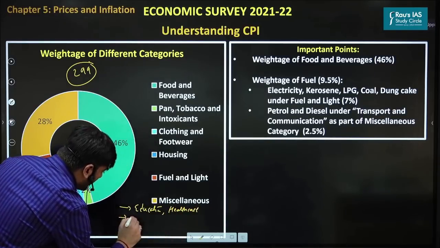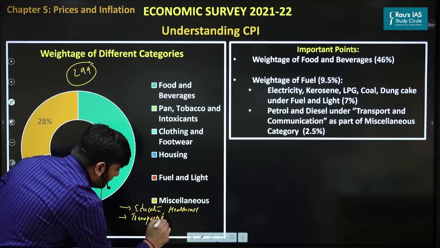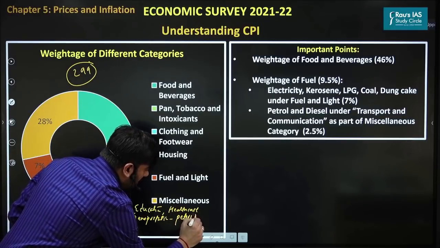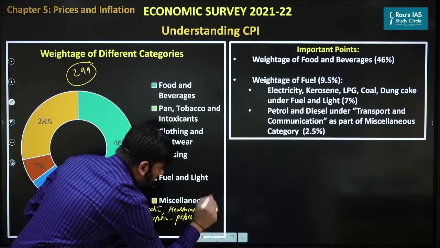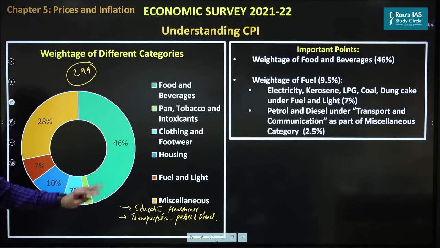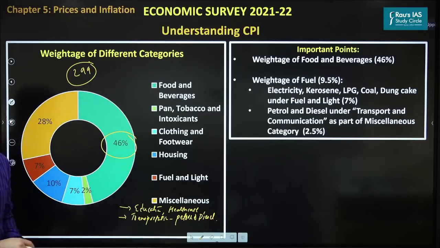transportation, and please focus here. Within transportation, specifically, you have petrol and diesel for transportation. Petrol and diesel. Now look at this part. Food and beverages has the highest weightage of 46%, right?